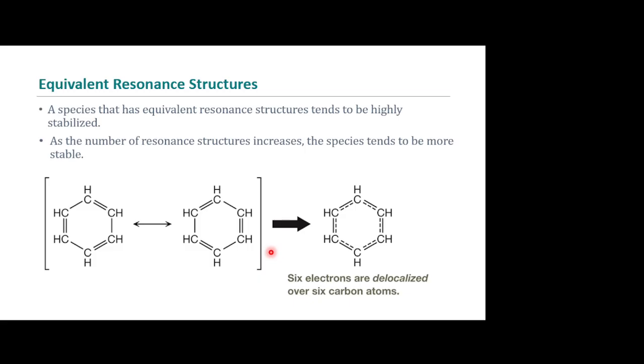So a species that has equivalent resonance structures tends to be highly stabilized. As the number of resonance structures increases, the species tends to be more stable. This is actually benzene. Has everybody seen benzene before? 6-member ring. Usually there's like a little circle in it. That's actually denoting this structure here. You put a circle to represent the 1.5 bonds.